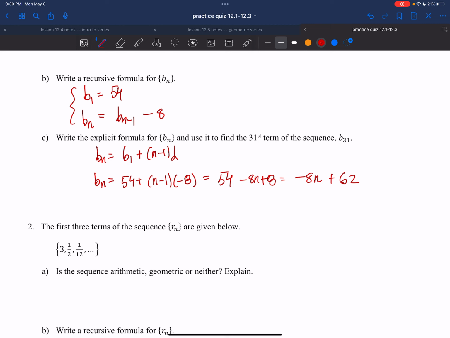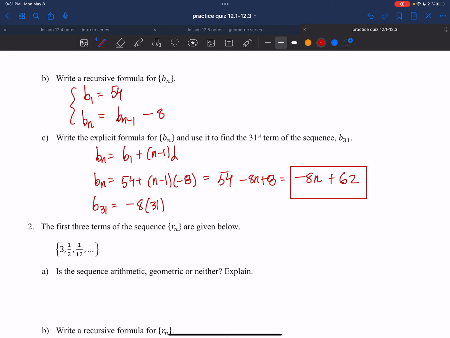Okay, yeah. And so now we're just going to plug in b sub 31. So that's -8 times 31. By the way, finding the explicit formula is part of this question. You may be able to find the 31st term without this. Part of the instructions are to write the explicit formula, so please do so, okay? Just grading expectations, that's all.